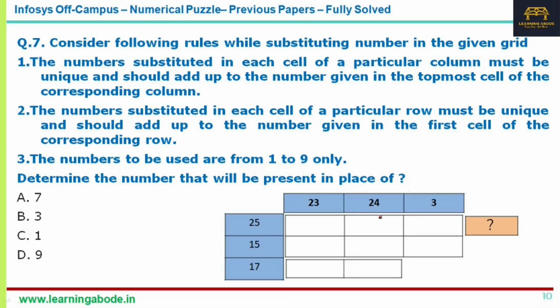Now the last question, question number 7. See, what they have mentioned here is, if you take the first row for example, you have 4 cells. If you add up the values in the 4 cells, it should add up to 25. Similarly, next row you have 3 cells. If you add up, you should get 15. 2 cells you have, if you add up, you should get 17.